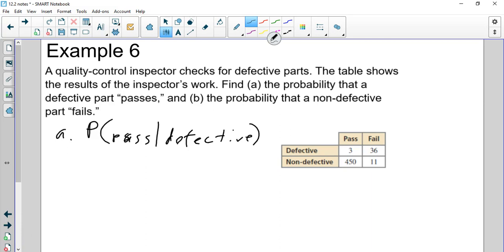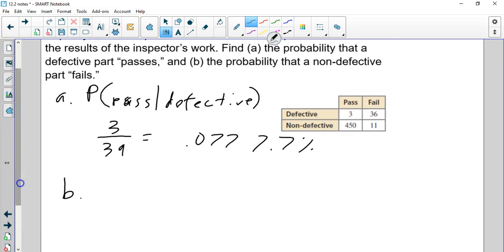So how many passed were there that were defective? 3. How many were the total defective parts? 39. Okay, so that is 0.077 or 7.7%. Okay, and it's just about how you read the chart.